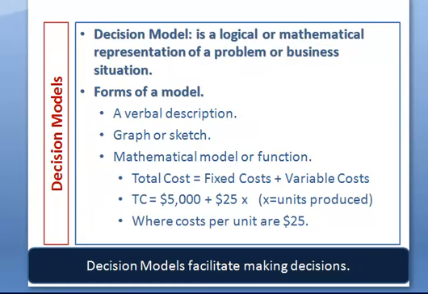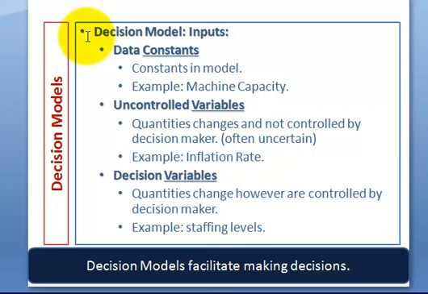Now, in our decision models, we have inputs, then we have the model, and then we have the outputs. The inputs can be constraints, they can be uncontrolled variables, or they can be decision variables. So constraints are things like, I'm constrained by how much output I can make because I have a machine capacity constraint. I could have uncontrolled variables, uncertainty, like the inflation rate, right? I don't control that, but it may have some influence on my model. And then I have decision variables like my staffing levels. I can control that. I can run scenarios on that.